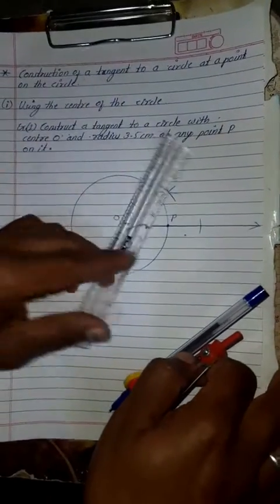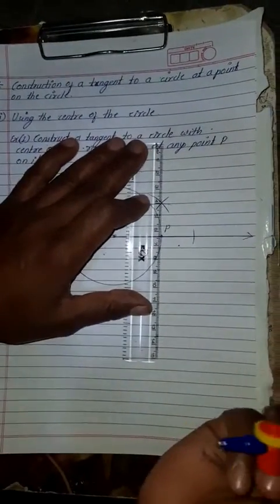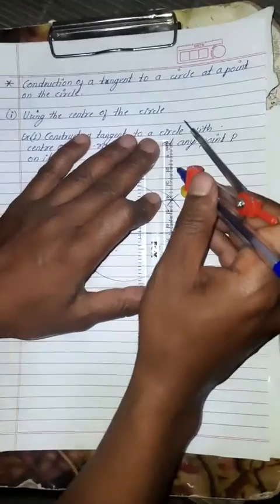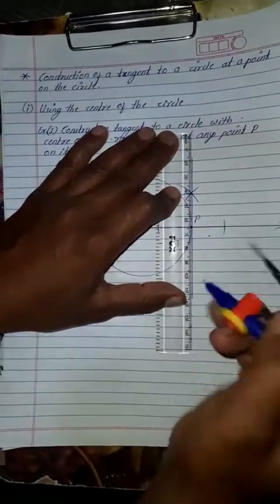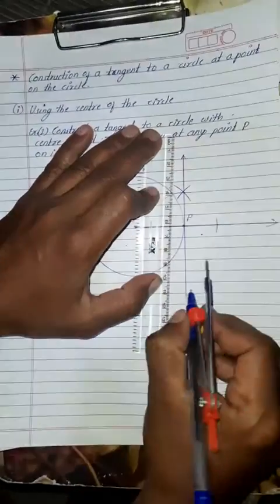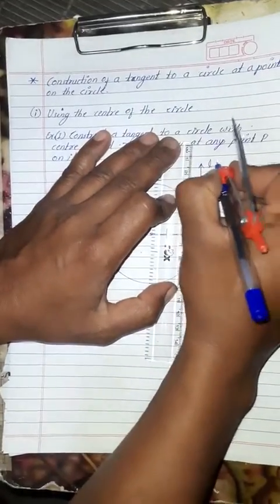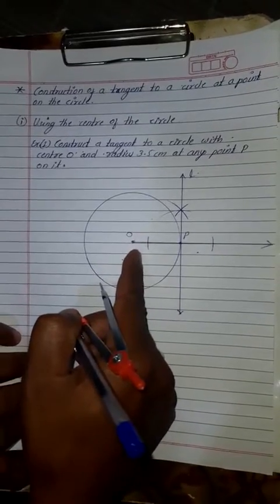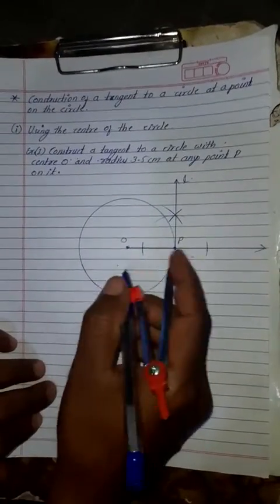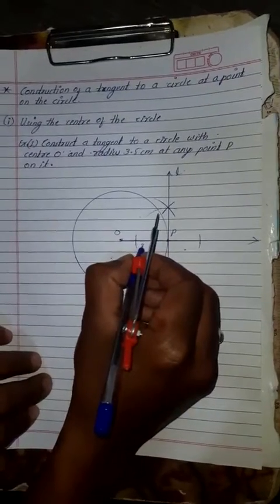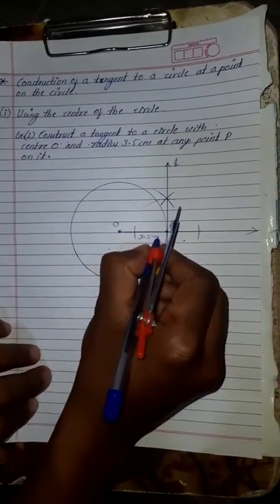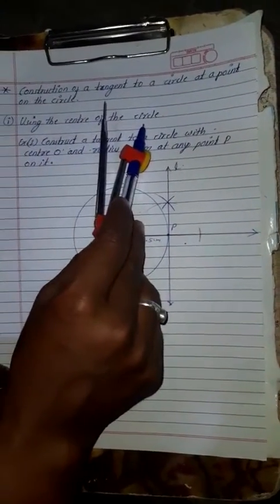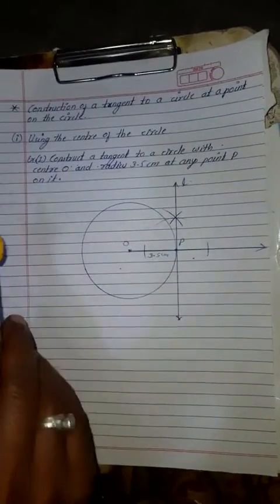Okay, so now we will join the point of intersection of those arcs and this point P. If I name this line as L, then line L is called the tangent to the circle passing through point P. We will mention the radius also. The radius is 3.5 centimeter. Okay, so this is how, using the center of the circle, we drew a tangent to the circle.